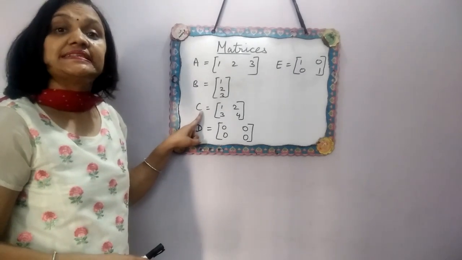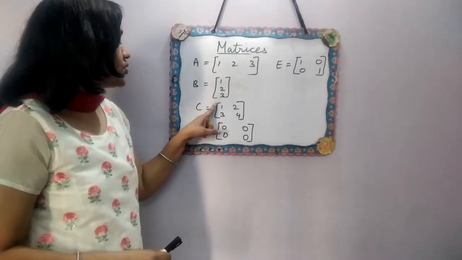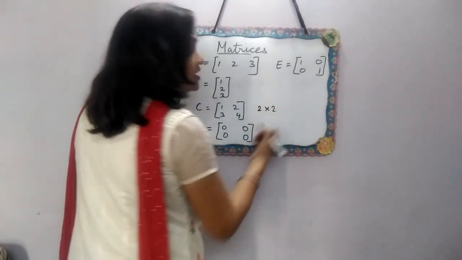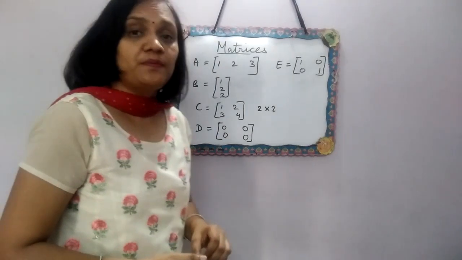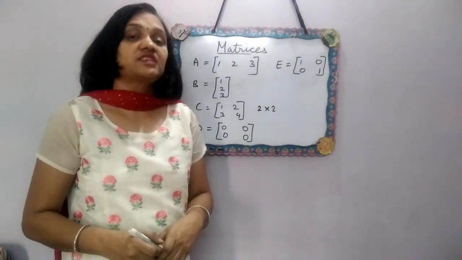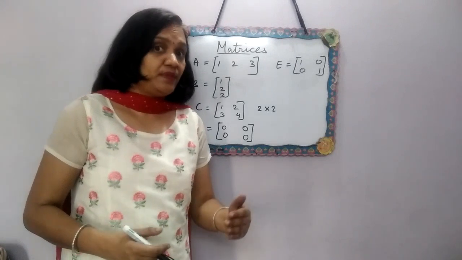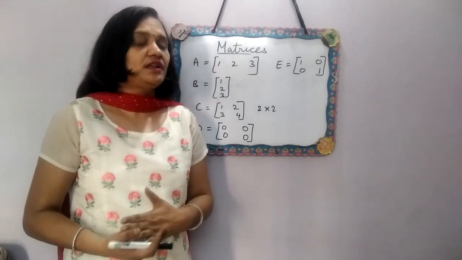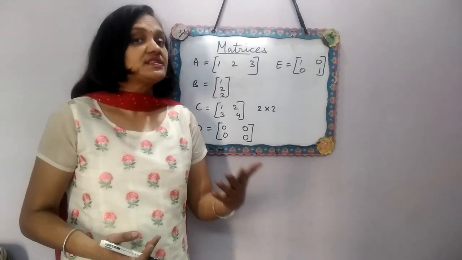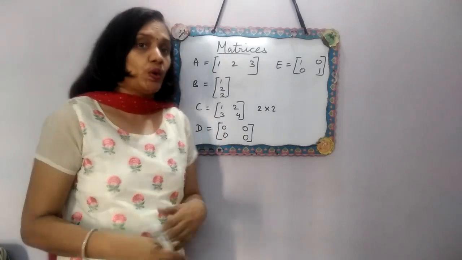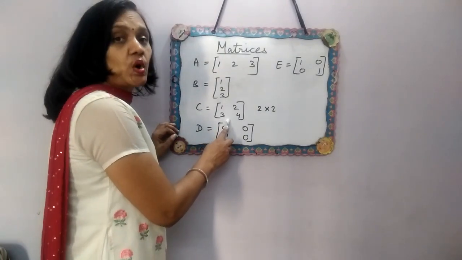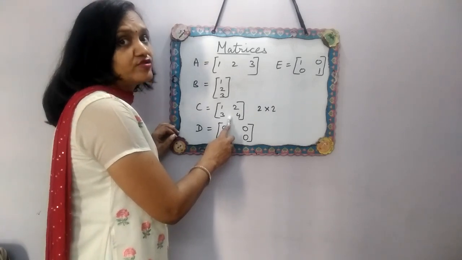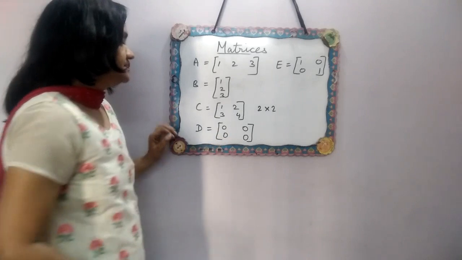What about matrix C? The number of rows and the number of columns is same. There are 2 rows and there are 2 columns. So such a matrix in which number of rows equal to number of columns. There may be 1 row and 1 column only. There may be 2 rows and 2 columns, or 3 rows and 3 columns, and so on. Such a matrix is called a square matrix. In a square matrix, number of rows equal to number of columns.